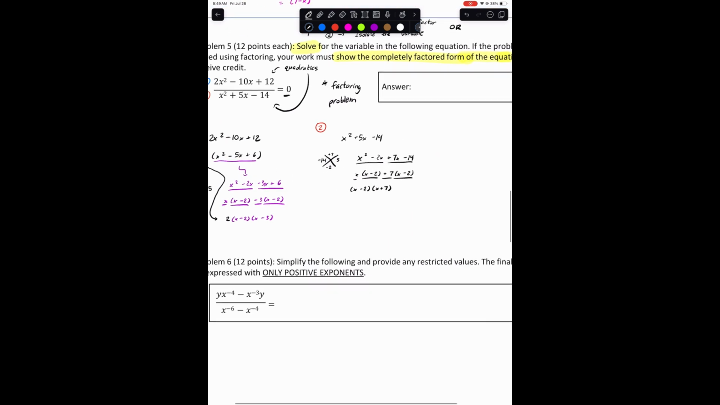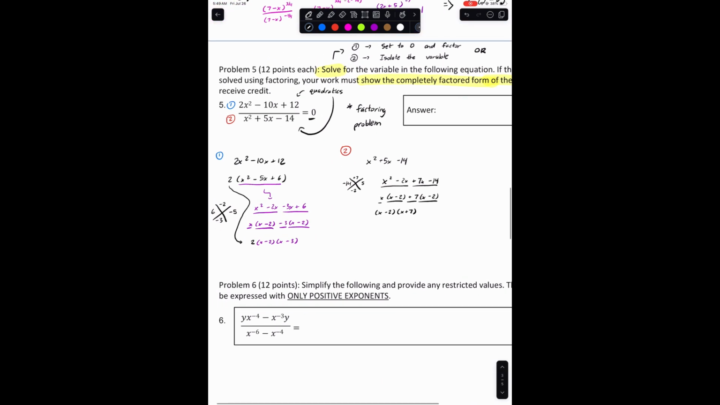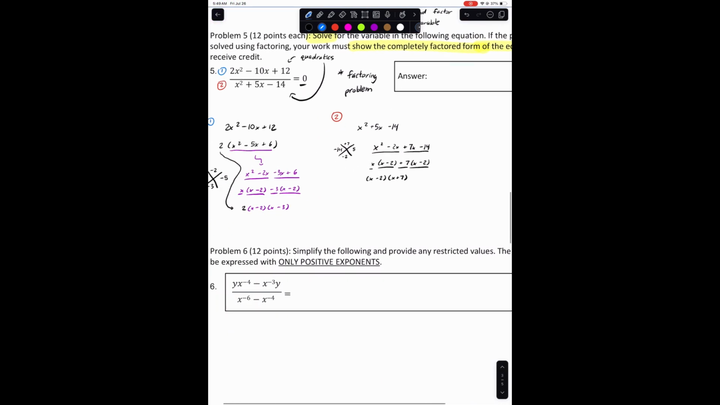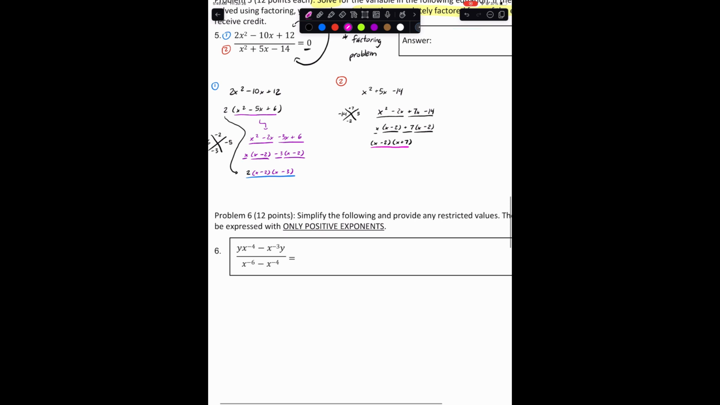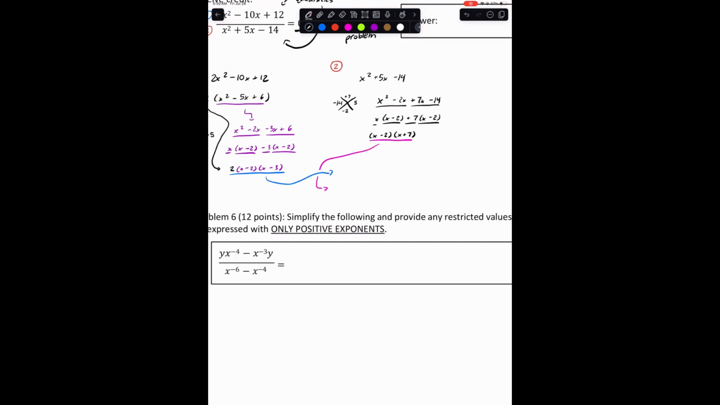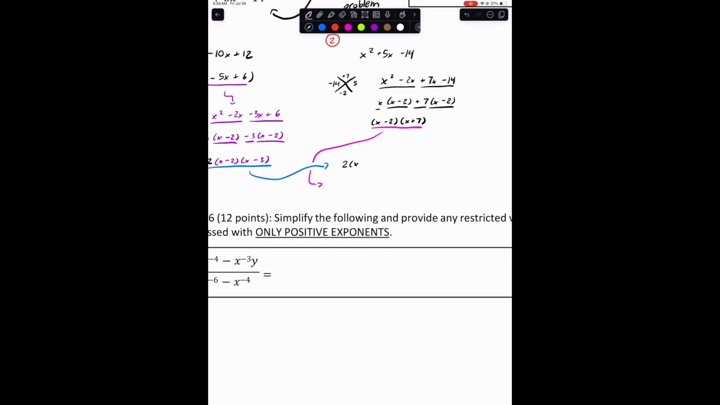And that is actually my factorization. So when I combine these together, this is my numerator, this is my denominator. When I rewrite the fraction, I have 2 times x minus 2 times x minus 3 over x minus 2 times x plus 7. Okay.